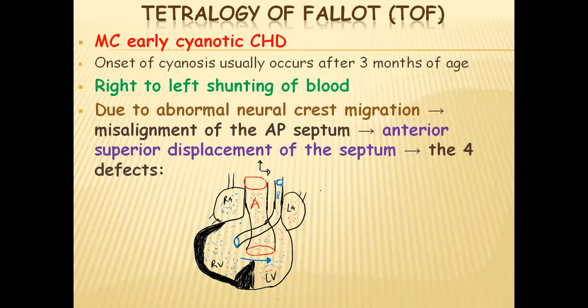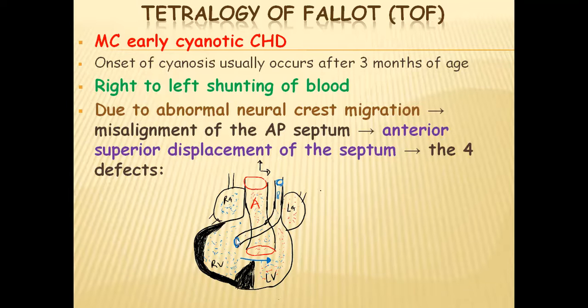This is due to abnormal neural crest cell migration, and this leads to misalignment of the aortic pulmonary septum, leading to anterior superior displacement of the septum. And there are 4 defects that we see as a result of this misalignment. So if we look at this diagram, we can see that the aortic pulmonary septum has been moved anteriorly, and it also has been displaced what? Superiorly. So because of that, there is stenosis of the pulmonary infundibulum.